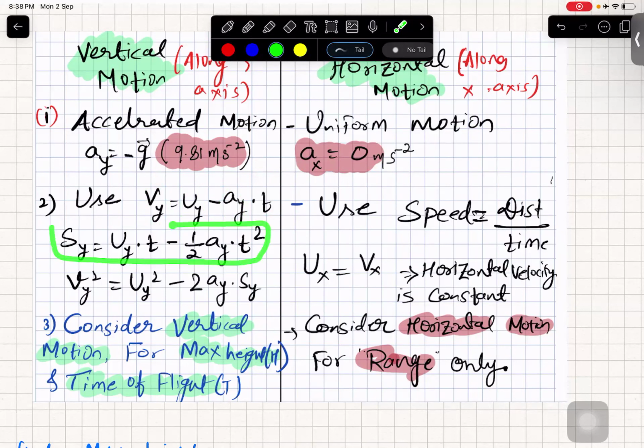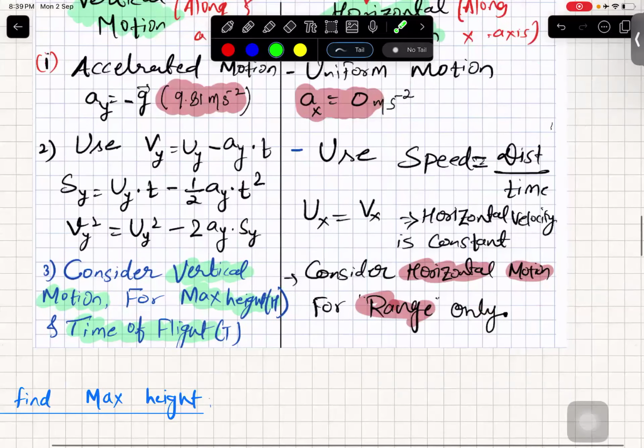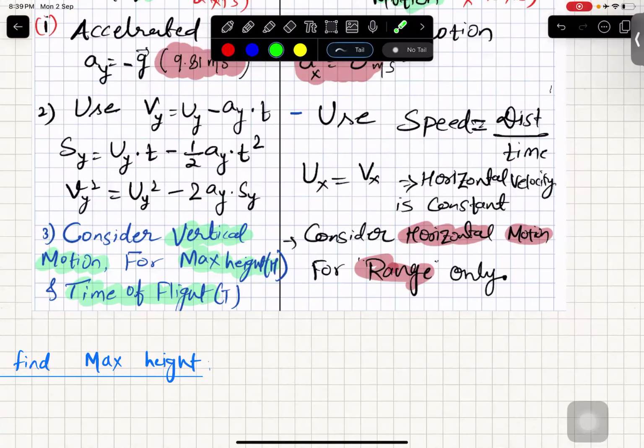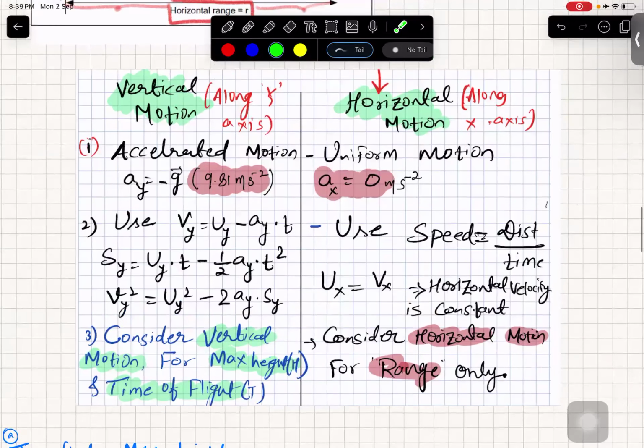Similarly, the second equation tells me that sy is the total vertical displacement, uy is the initial vertical velocity, ay is the acceleration in the y direction, and t is the time. Using these kinematics equations, I'll be able to calculate the max height, which is vertical motion, and the time of flight as well. We'll see. If I do the same thing for the horizontal, we write it like this.